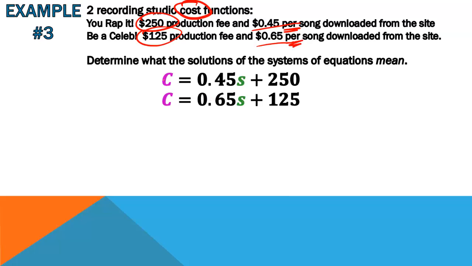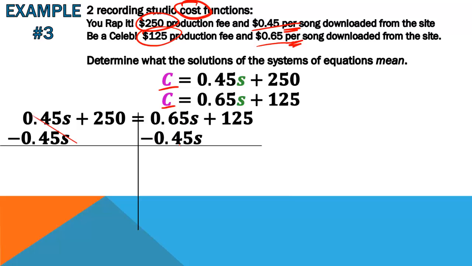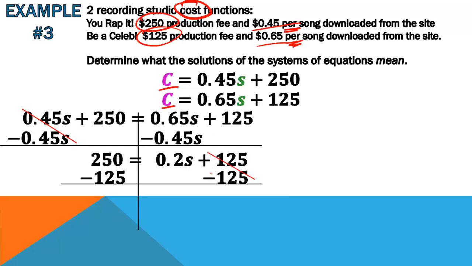So that total cost is C, and that's kind of like your y. Imagine that's your y, and the s is the x. These are in slope-intercept form, so we're just going to set them equal to each other because they both have C. Then it's just a matter of moving things from one side to the other. Start off by subtracting 0.45s from both sides. That'll give you 250 equals 0.2s plus 125, and then subtract 125 from both sides.